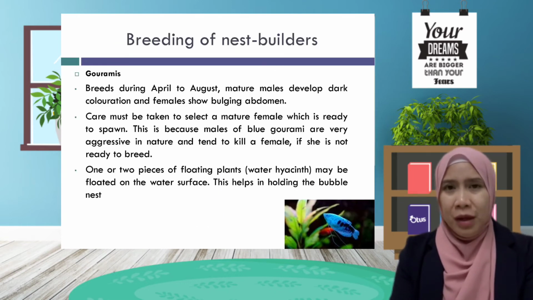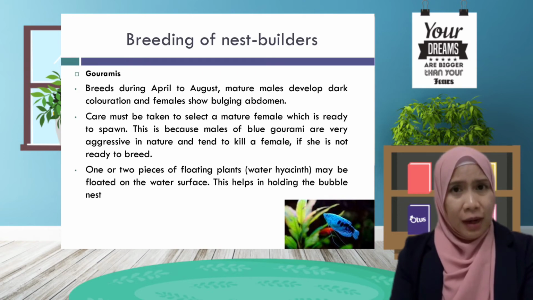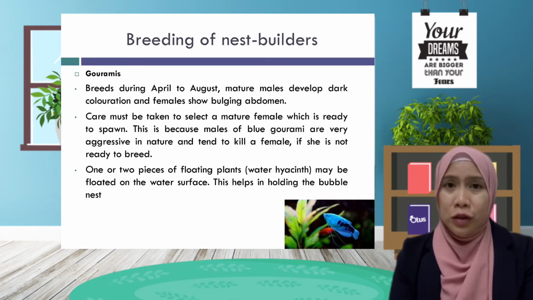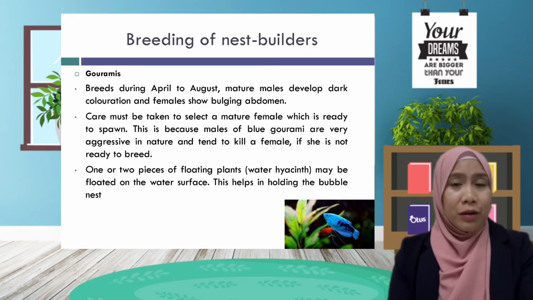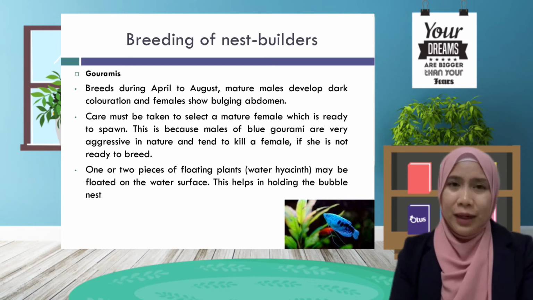For example, gourami is a nest builder. Blue gourami breed during April to August. During breeding season, mature males develop dark coloration and females show a bulging abdomen. While making a breeding pair, care must be taken to select a mature female which is ready to spawn. This is because males of blue gourami are very aggressive in nature and tend to kill a female if she is not ready to breed.